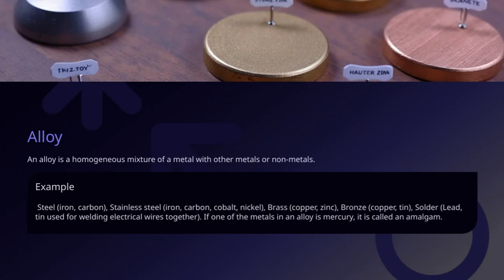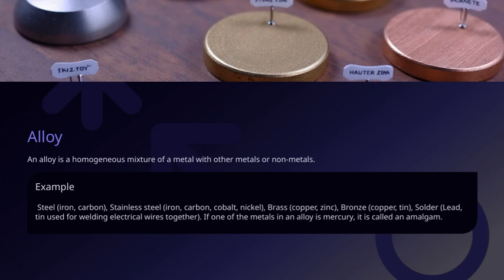Steel, for instance, is primarily made of iron and carbon, which gives it strength and durability. Stainless steel adds elements like cobalt and nickel to improve corrosion resistance, making it ideal for kitchen utensils and medical instruments. Brass is an alloy of copper and zinc, often used in musical instruments and decorative items. Bronze combines copper and tin, historically important for tools, sculptures, and coins. Solder, which typically contains lead and tin, is used for welding electrical wires and creating strong, conductive joints.